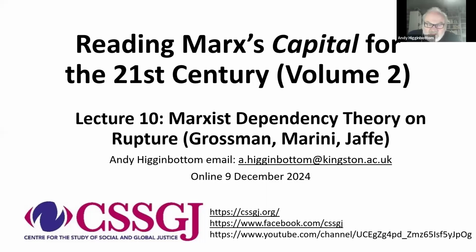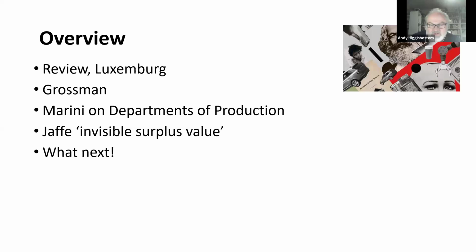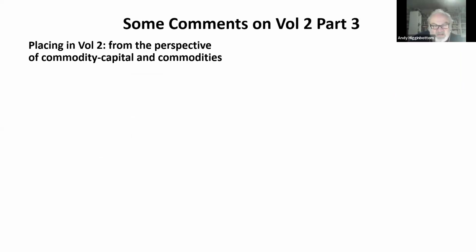Okay, so this is the last of the lectures, and as you can see from the title, we'll be looking at how Marxist dependency theory used departments of production in Volume 2. And there is an interesting link also with the work of Heinrich Grossman, which wasn't my original intention, but it very helpfully came up while we were reading it, the role that he played in the development of these ideas. So that's the structure of what I'll cover. It's pretty self-evident, so I won't read that out.